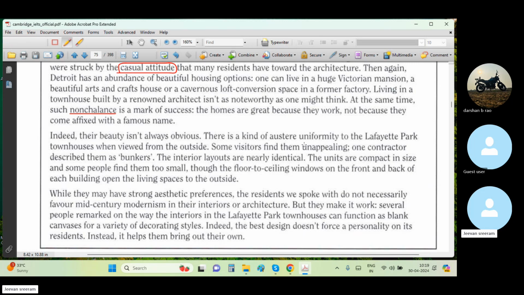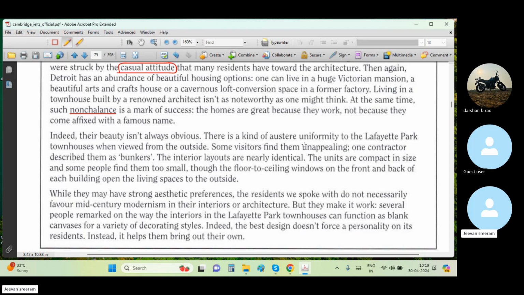So that's why the author mentioned it is not easy to understand the greatness of the buildings, the beauty of the townhouses. The interior layouts are nearly the same, even the interiors are almost the same. The units are compact in size, not wide, and some people find them too small. The spectators who look at them from outside definitely feel they are too small.